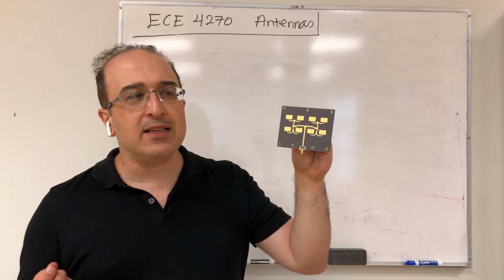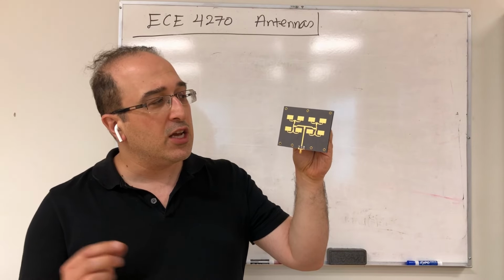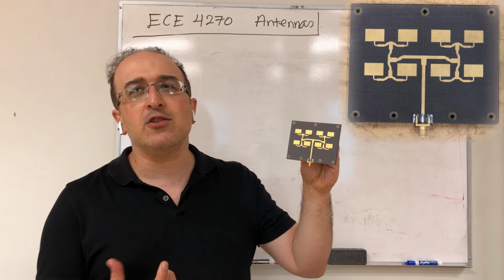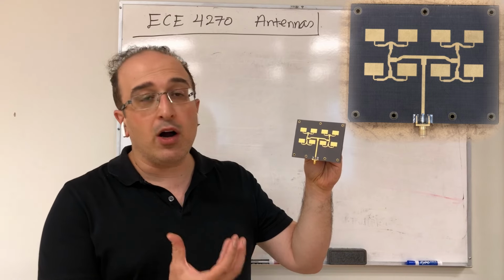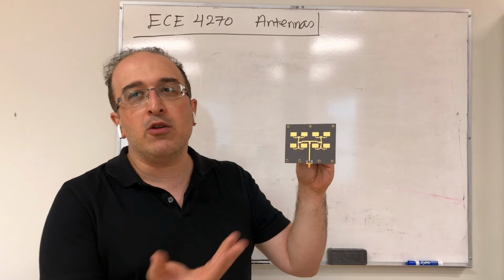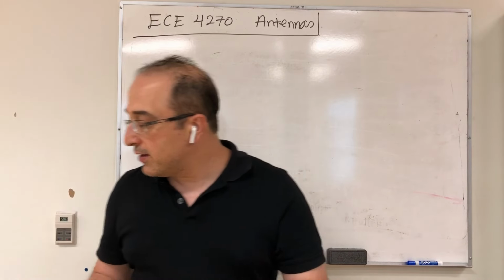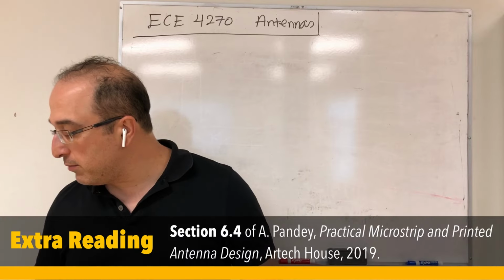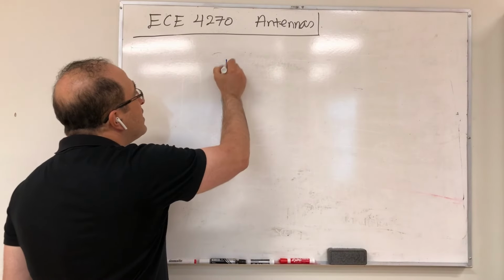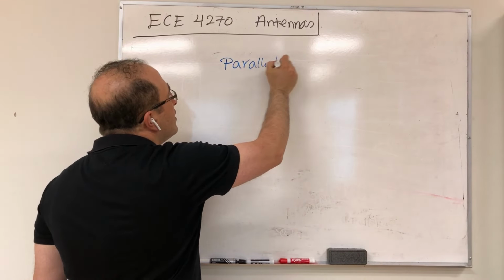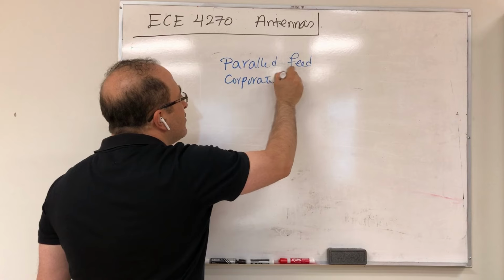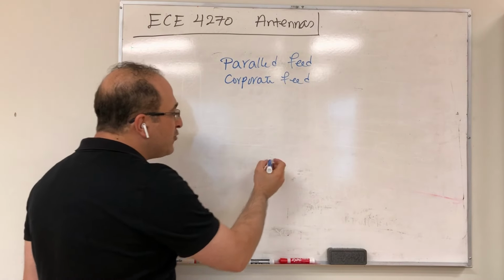In this case, essentially we're using transmission lines to feed different elements. If you look at this structure, it essentially consists of three main parts. The feeding network is a parallel feed, or you may also call it a corporate feed. So if I write it here, the first one is the parallel feed or corporate feed. Of course, you have your transmission line.